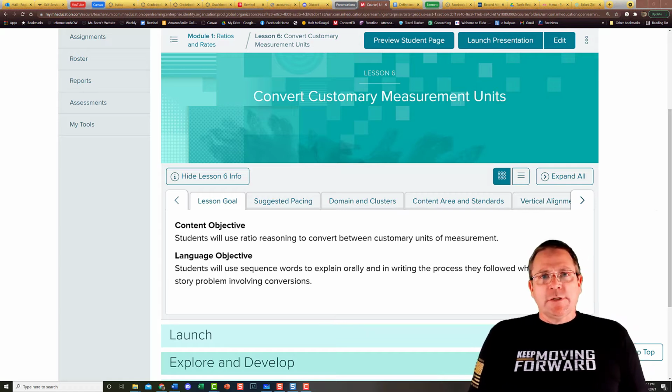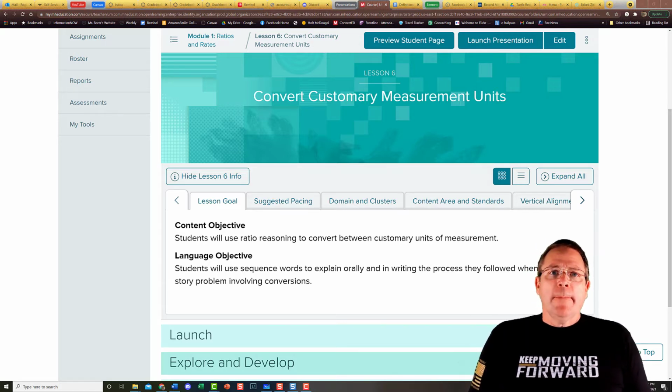Chapter 1, Section 6, Convert Customary Measurement Units. For this one, our content objective is for students to use ratio reasoning to convert between customary units of measure.